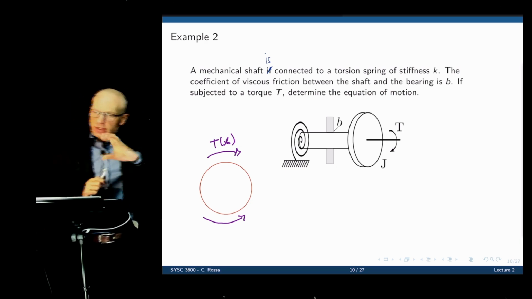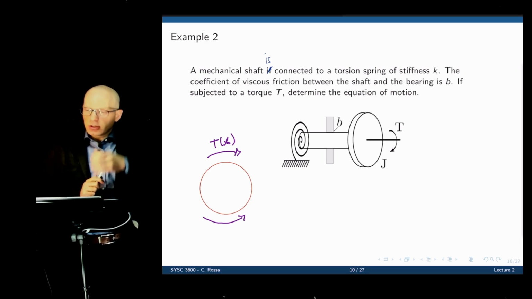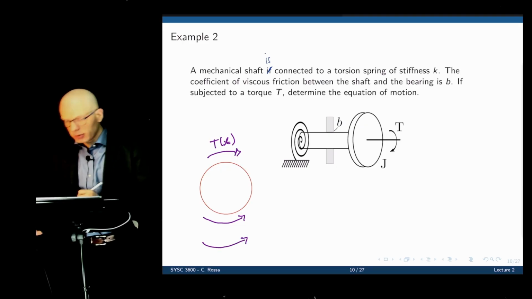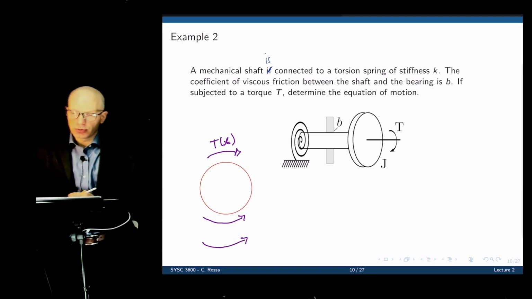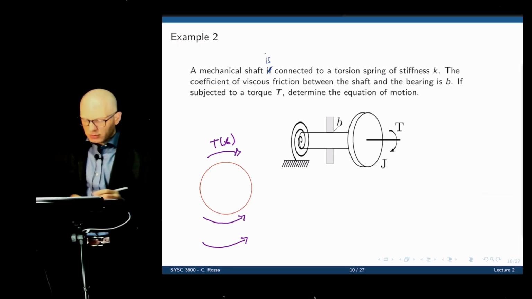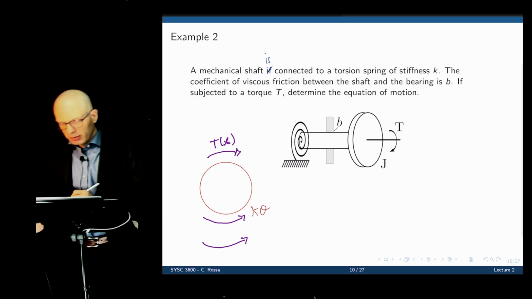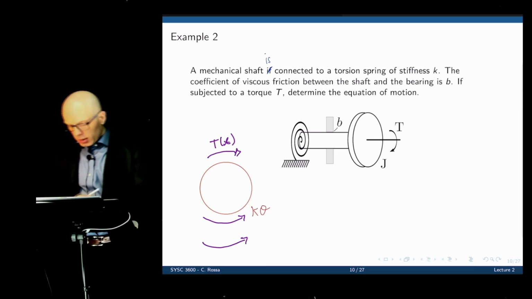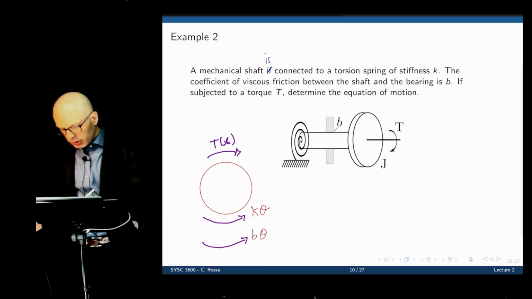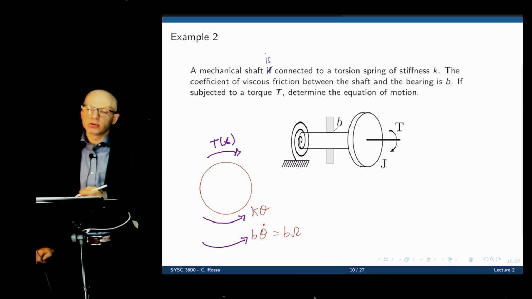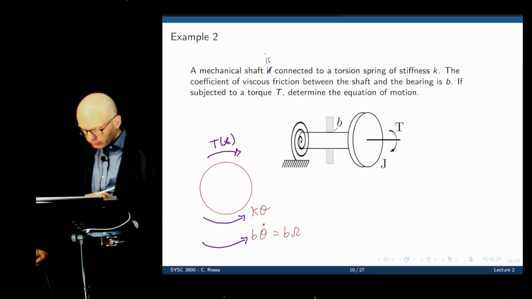And as the torque creates acceleration or speed in the clockwise direction, the torque generated by friction between the bearing and the shaft will oppose motion and create another torque that opposes the acceleration, opposes the speed. What is the magnitude of the spring torque? Well, it's simply K times theta, where theta is the displacement of the spring. And friction is B times theta dot, which is the same as B times omega, if omega is the angular speed of the shaft. So these are all the forces.